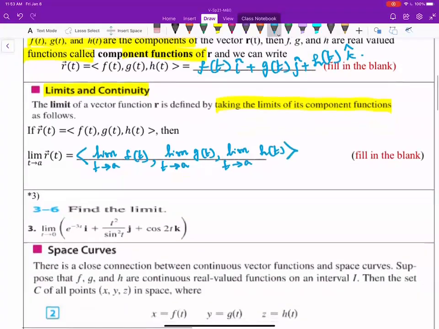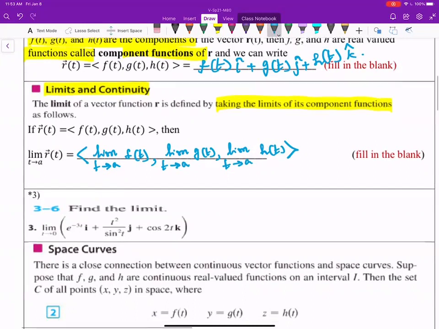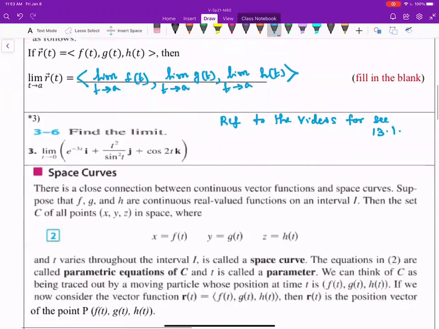Then problem number 3, I would like you to refer to my video part of this section. This problem number 3 is done in the video section. Please refer to the videos for this particular problem. Now let's define what space curves are.